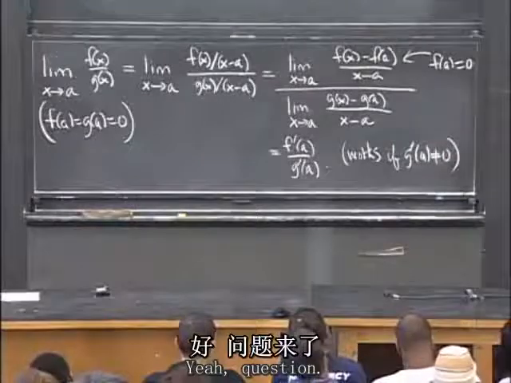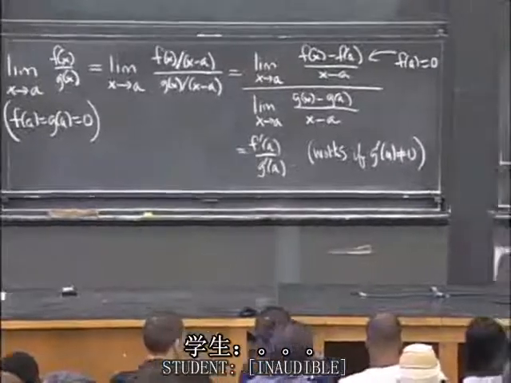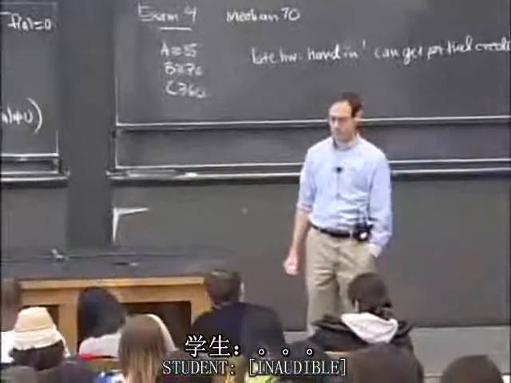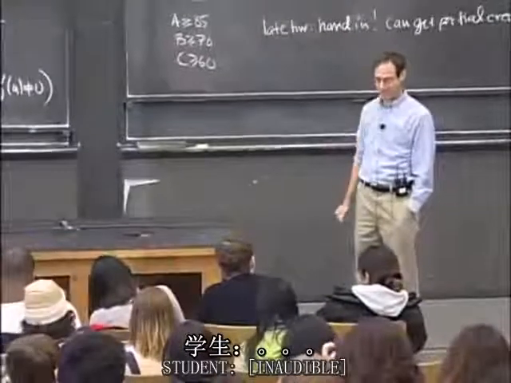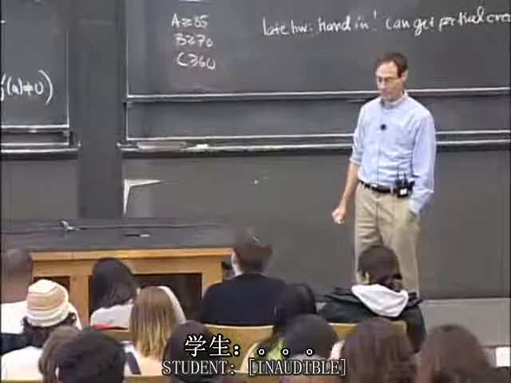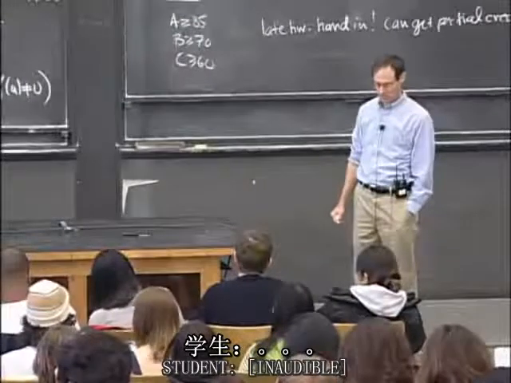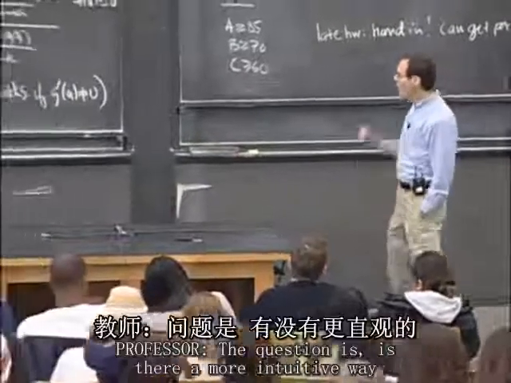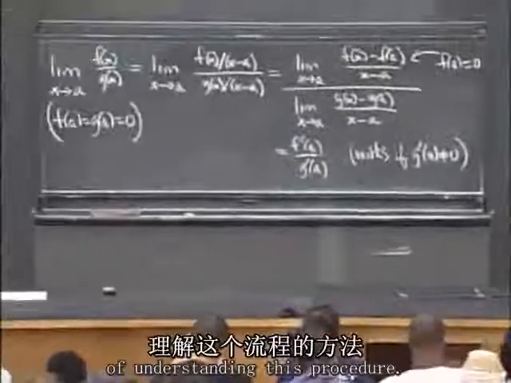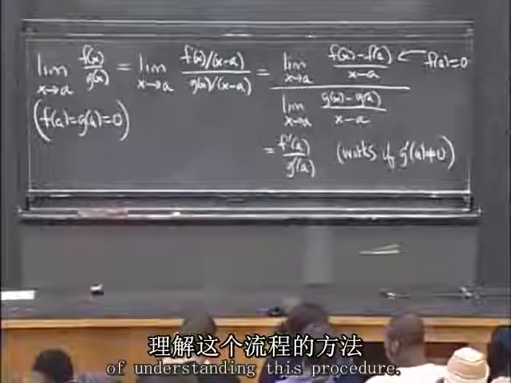Yeah, question? Why does this work in more of an intuitive sense, that the limits can be found using their derivatives? I just don't really understand. I see this proof of it. Is there a more intuitive way to understand it? The question is, is there a more intuitive way of understanding this procedure?